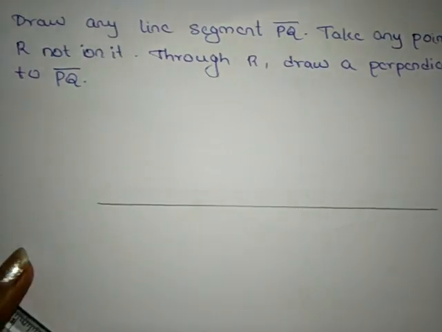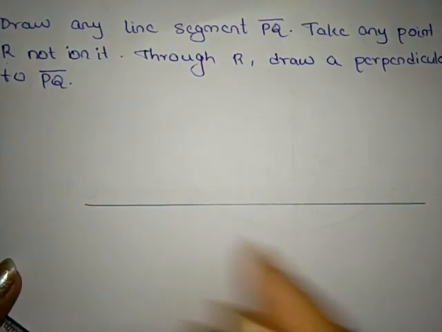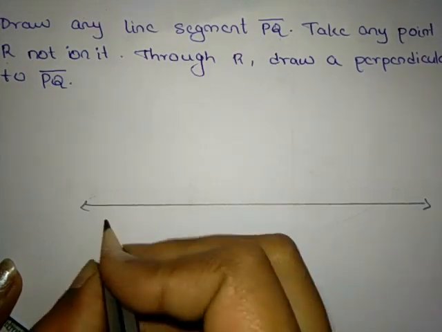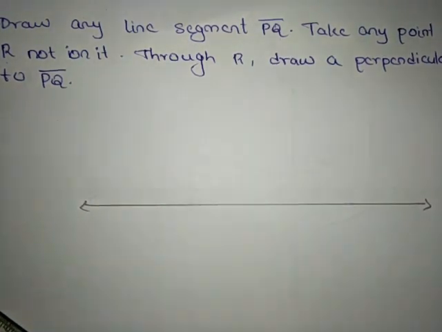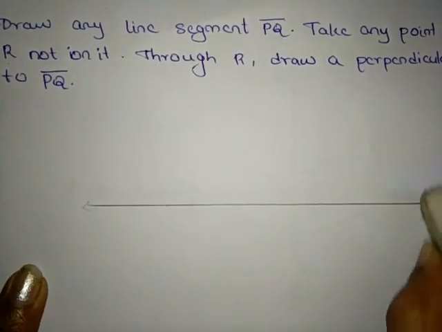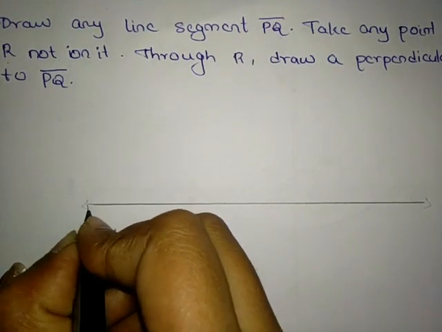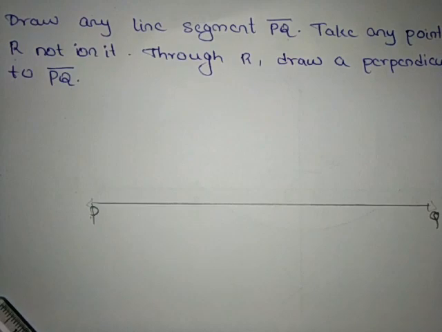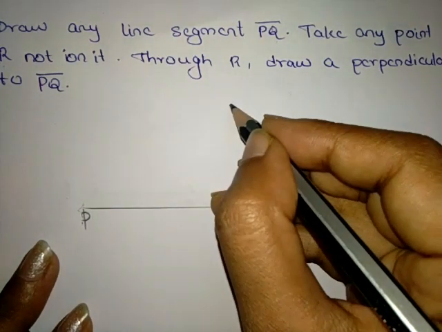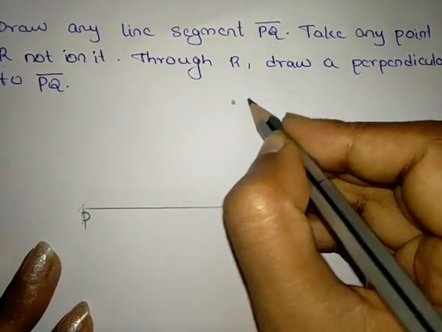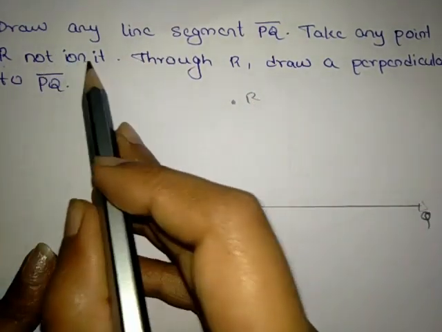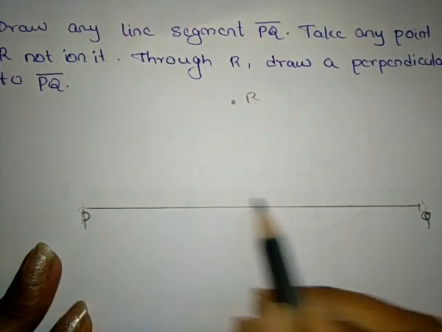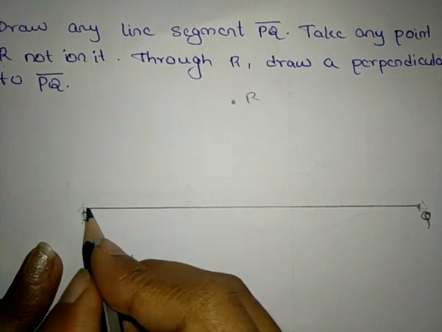Okay, this is the line segment PQ, with P and Q. We'll take an R here, an R which is not on it. Not on it means which is not lying on the line segment PQ.